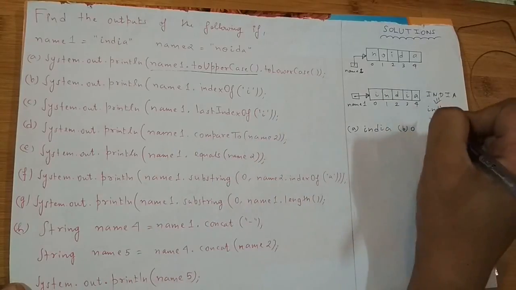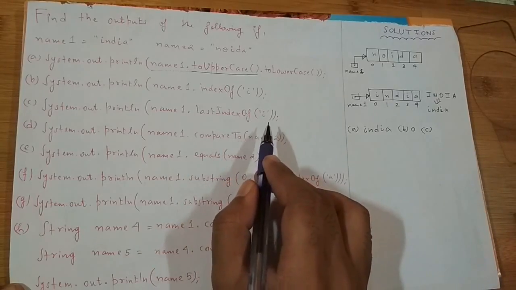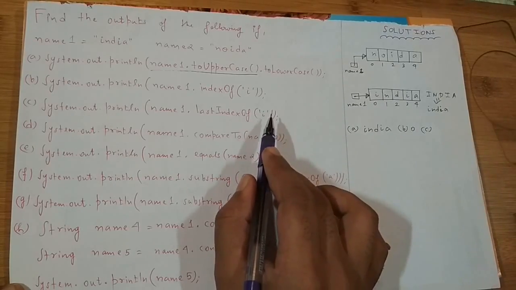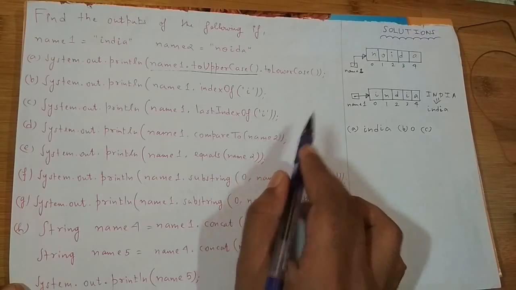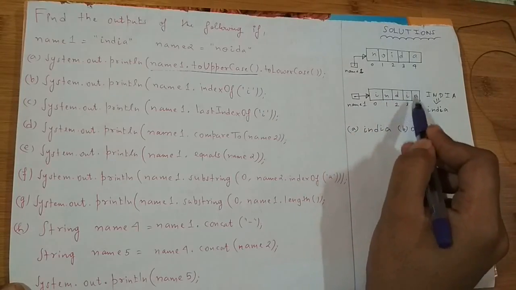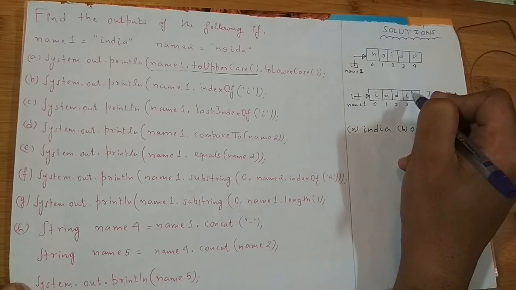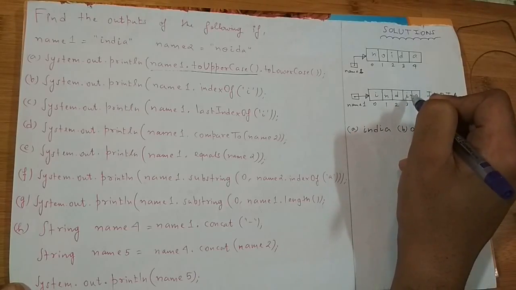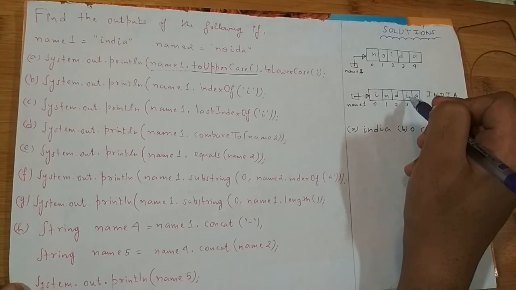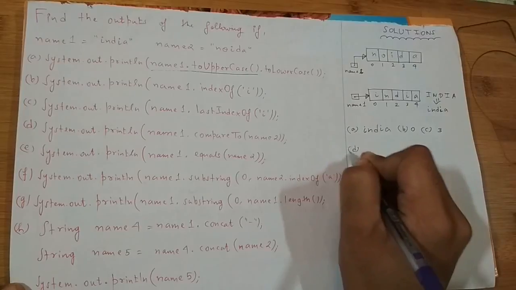Now see, you can probably guess what will be the answer of this. This is asking for the last index of I. That means in a string, I may encounter multiple I's. I will consider the index of the last I that I encounter. So in name1, I have only two I's, the one at index 0 and the one at index 3. So which is the last I that I've encountered? This one, right? So this is the last I that I have encountered. And what is the index of it? Its index is 3. So my answer is 3. I hope it's making sense.